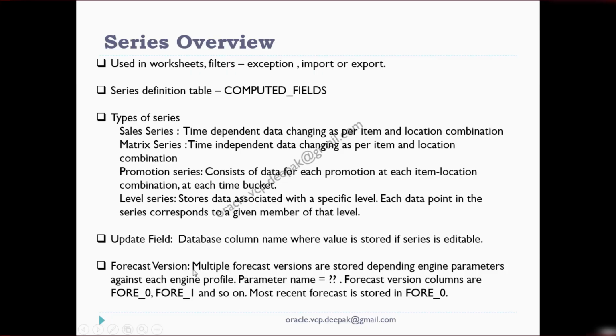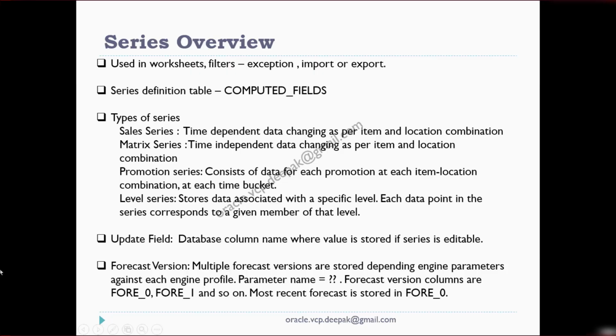Okay, now let's talk about forecast series. Now Demantra generates the forecast. A Demantra engine generates the forecast. Now that forecast is stored in one of the series, like baseline forecast, then override, forecast override. So these are the series. That baseline forecast series is pulling the data from these columns: FORE_0, FORE_1, FORE_2, FORE_3. So there will be multiple columns like this.